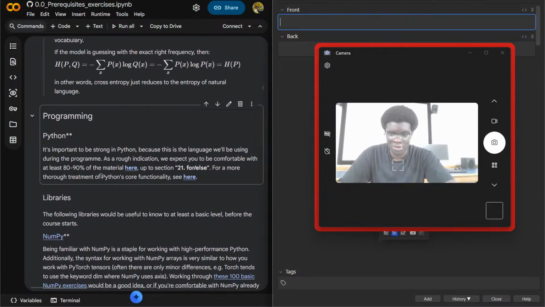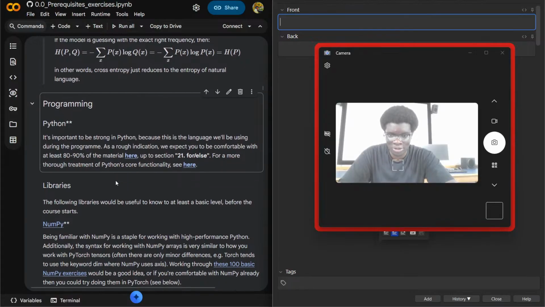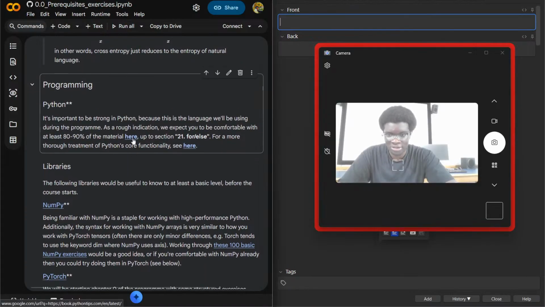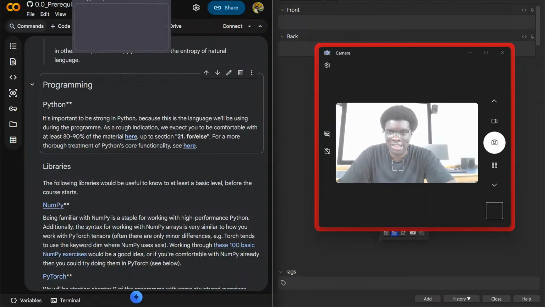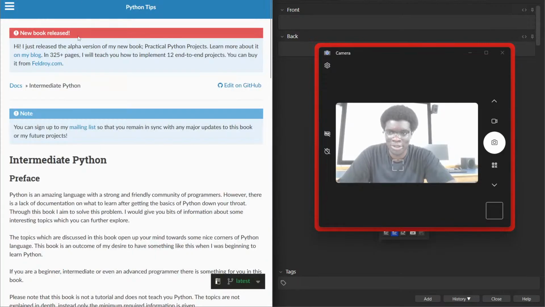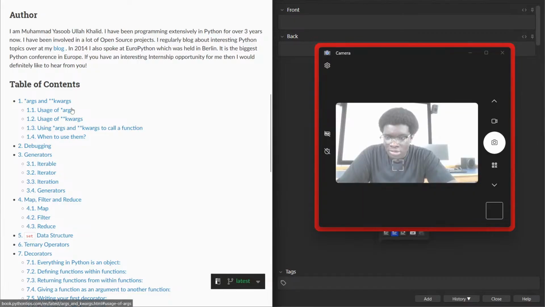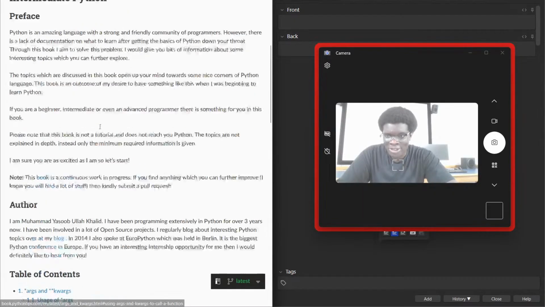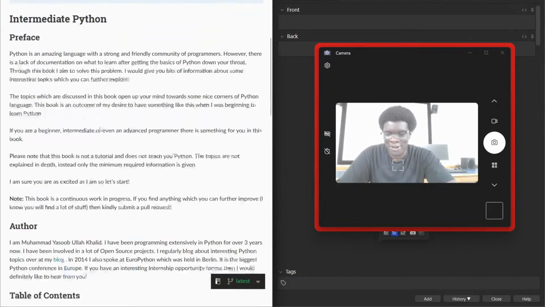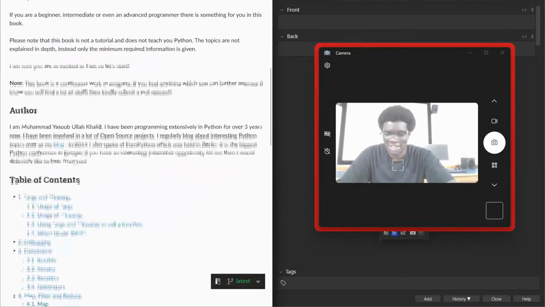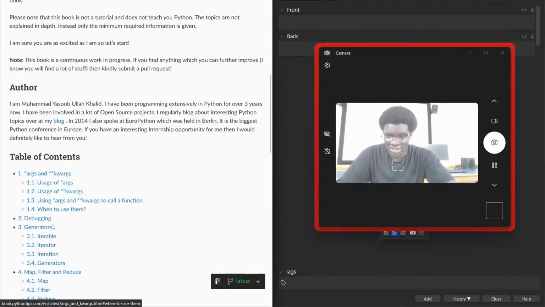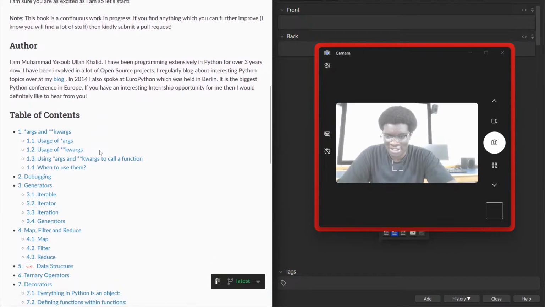Yeah, I'm just going to assume that I'm good enough at Python. I would say I'm good enough at Python probably. I'll read what it is they want me to learn, but I feel that I know Python pretty well. So why does this book start with args and kwargs? Oh wait, no, it's Python tips, not just Python. Okay, sure. I know what that is.